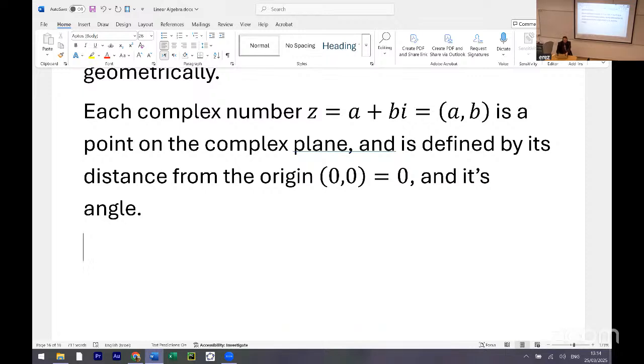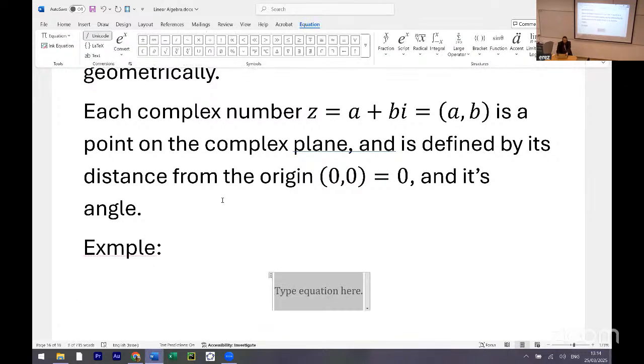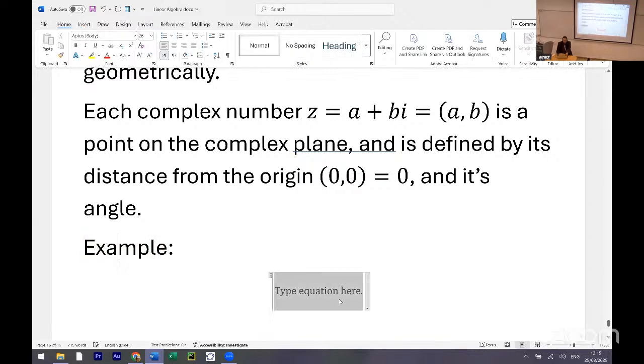So let's start with a simple example. If we take the number 1 plus i, what is its distance?